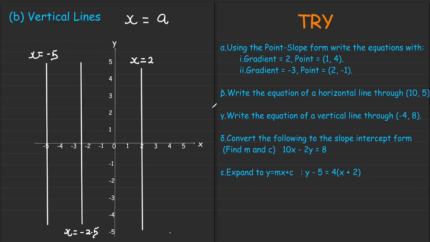So as usual, I'll leave with some exercises just to test your understanding on all that we've done so far. These are just 5 questions. The first one, you have to use the point slope form to write the equation with these parameters, and for all, you've been given the parameters and the instructions on what to do.